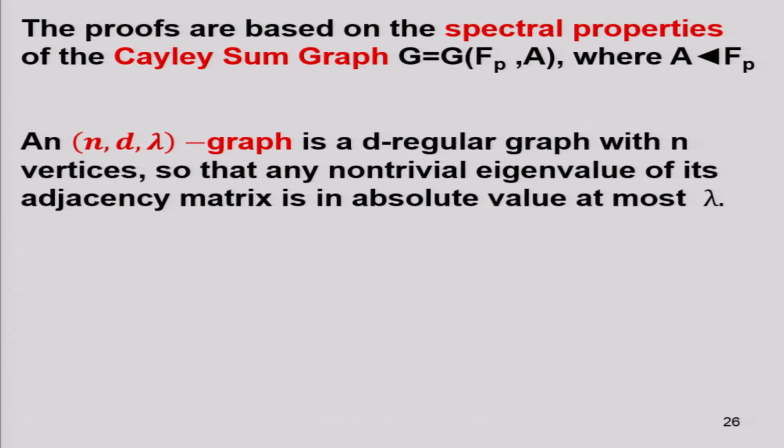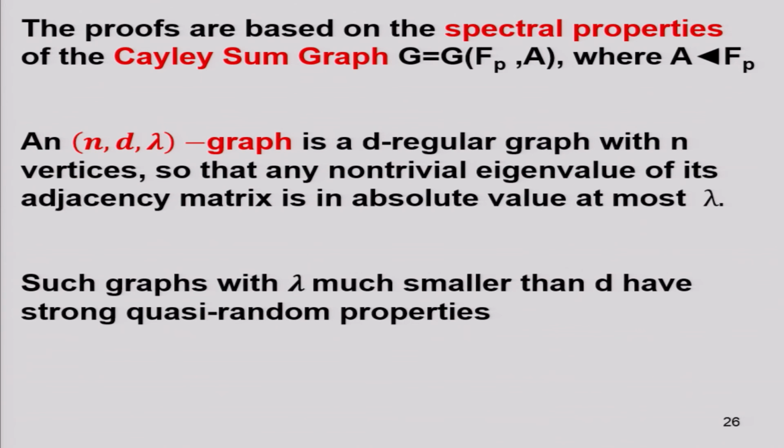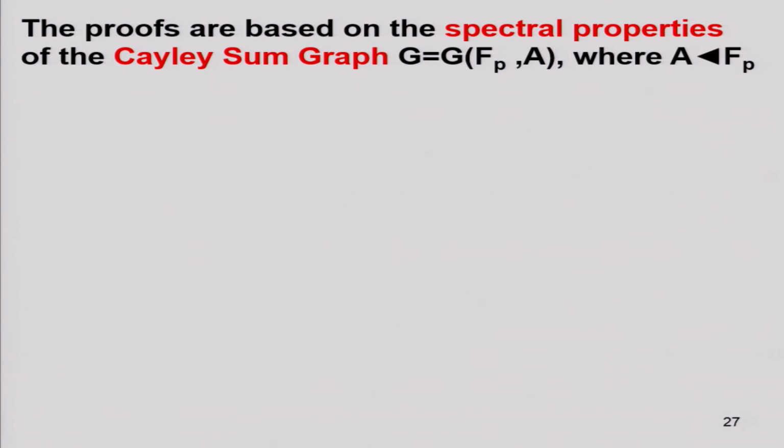Now I wrote here, but this is just a notation, that an (n,d,lambda) graph is a d-regular graph with n vertices, so that the absolute value of every eigenvalue besides the trivial one, which is d, corresponding to the all-one eigenvector, all the others have absolute value at most lambda. And people looked at this because it can be shown that such graphs in which lambda is much smaller than d behave like random graphs. So they have some strong quasi-random properties. Okay, so this is an (n,d,lambda) graph.